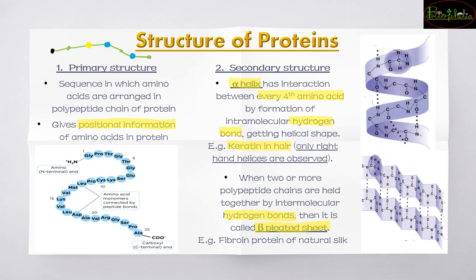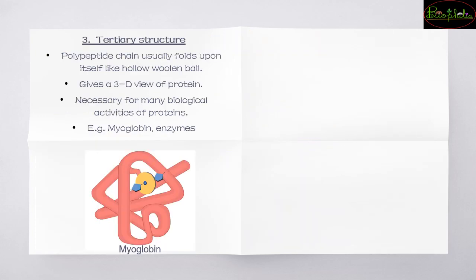So an example for beta pleated sheet can be the natural silk. In natural silk, the protein structure is a beta pleated sheet structure. The third type of structure is the tertiary structure. The tertiary structure is a much more complex structure than the primary or the secondary.